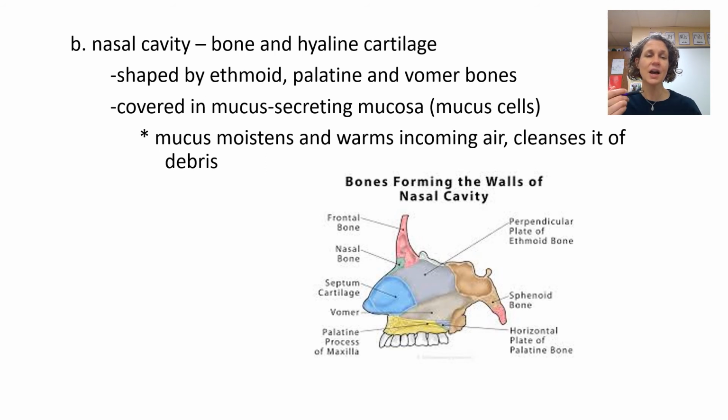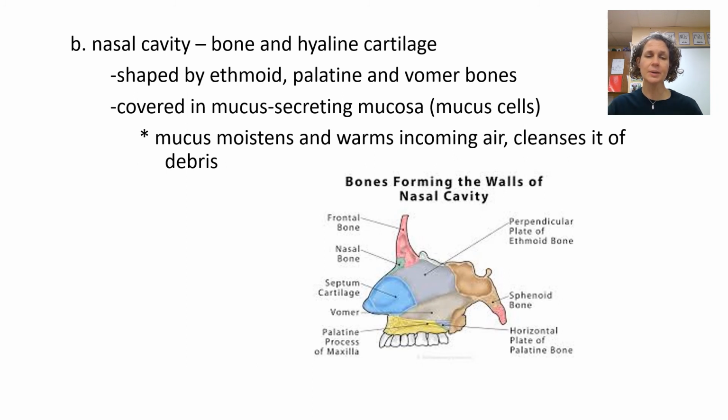This cavity is lined with mucus cells. And the whole point of this mucus is that it will moisten drier air as it comes in. It just makes it easier on your lungs to function well if the air is somewhat moist. It also warms the air, and this again helps maintain your core temperature, helps you maintain that homeostasis internally that you need when you are breathing.